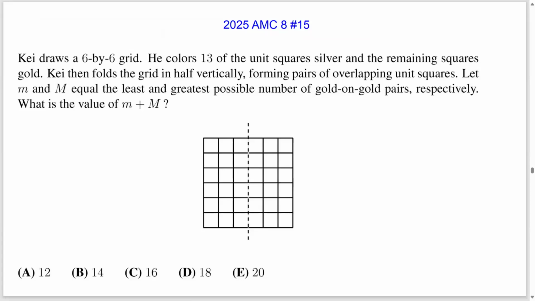So first we want to figure out how many gold squares K colors. We're given that 13 squares are silver, the remaining are gold. The total number of squares is 36, since that is 6 times 6. So when we subtract 13, we see that 23 of the unit squares are going to be gold.